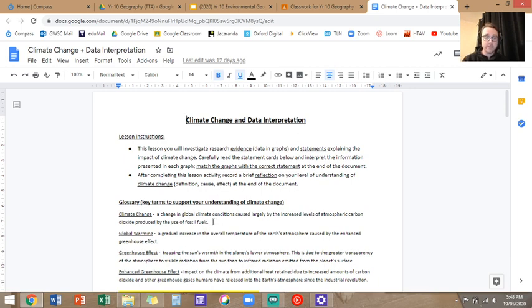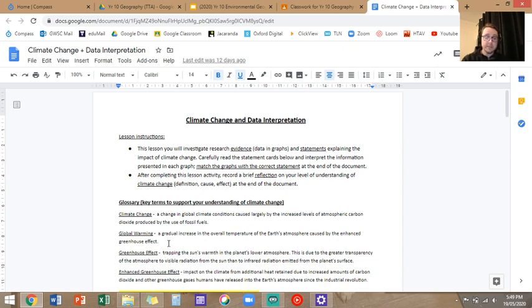So climate change, of course, is what we're looking at. A change in global climate conditions caused by increased levels of CO2, carbon dioxide, in the atmosphere. So all that burning of fossil fuels, deforestation, agriculture, pollution, it's changing our global climate. And then global warming, again, not the same as climate change. Climate change causes global warming. Climate change causes the temperature of the Earth to increase, caused by the enhanced greenhouse effect.